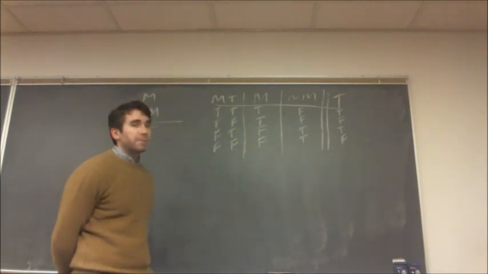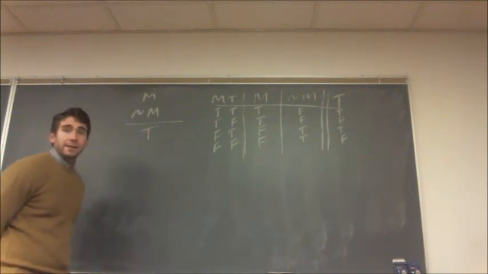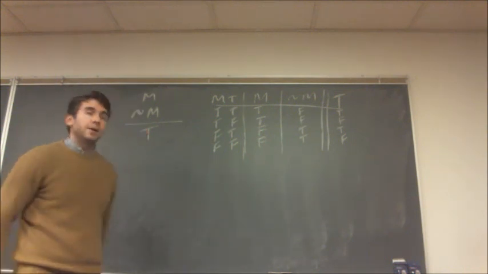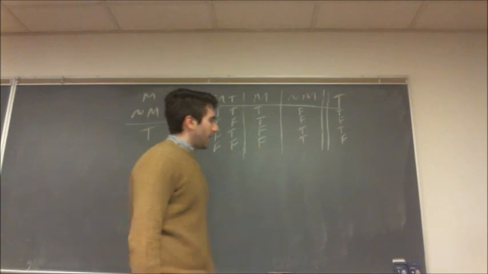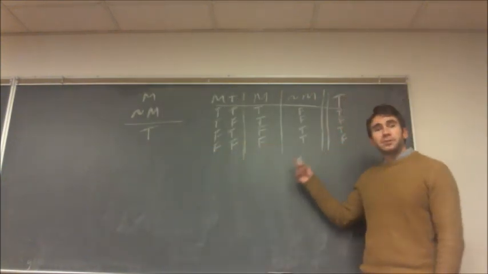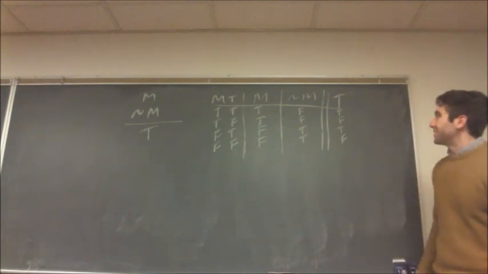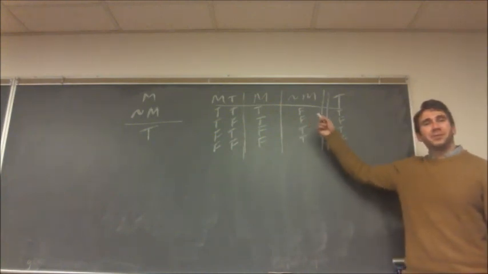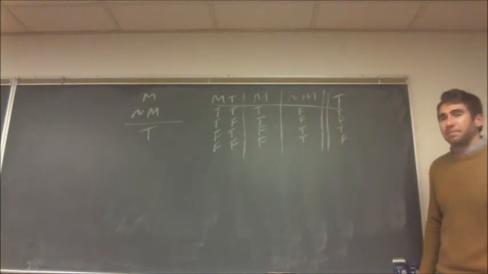Okay, so think back to this argument. It's Monday, it's not Monday, so it's Tuesday. Really weird argument. You might think intuitively not valid. But what this truth table shows is that it is valid, because there's no row where the premises are true and the conclusion is false at the same time.